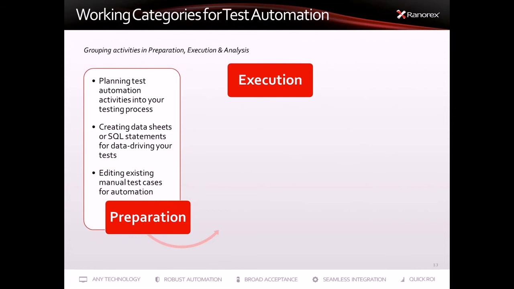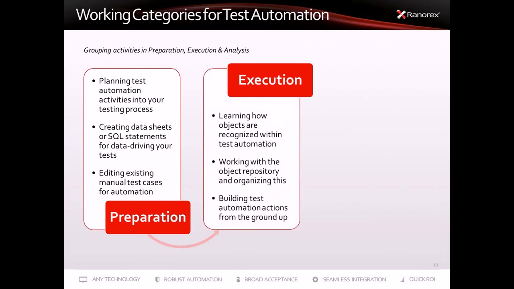All right, from an execution perspective, learning how objects are recognized within test automation. There are going to be 9 points here: 3 in preparation, 3 in execution, and 3 in analysis. All these are areas that people can jump into right away, but this first point, learning how objects are recognized, especially from a manual testing perspective, when I get to that slide, manual testers, if you don't have automation experience, this is really important. This is one of the most important concepts to grasp that will really bond you with your automation team.